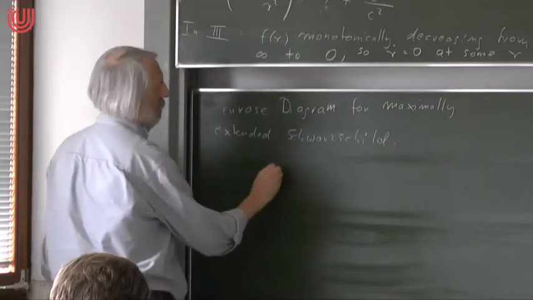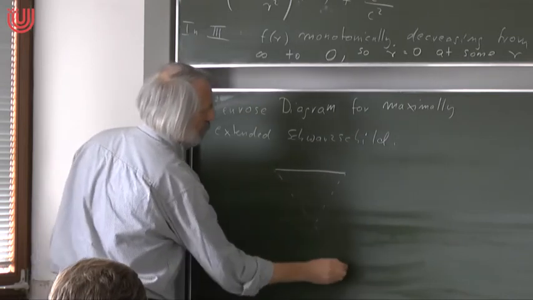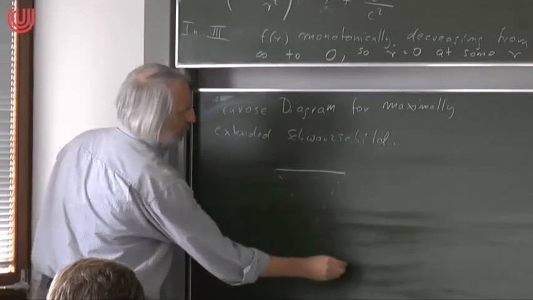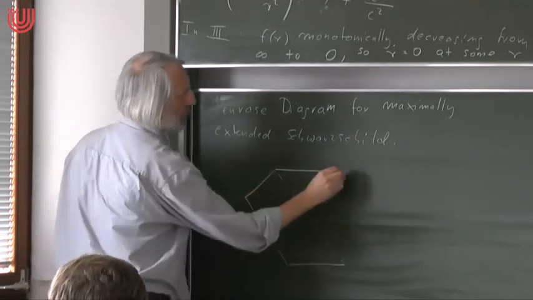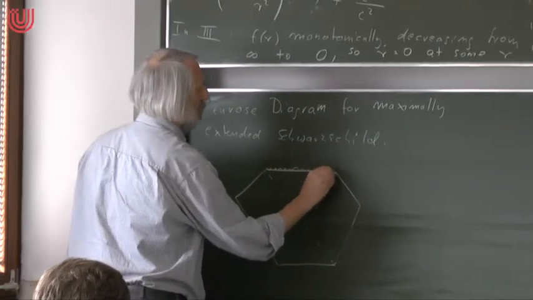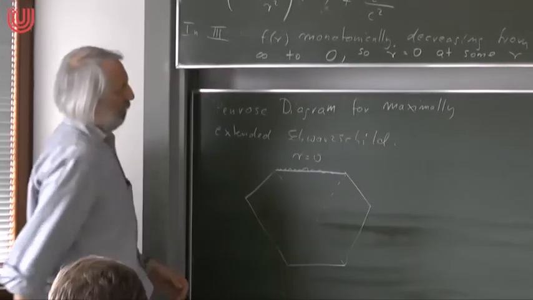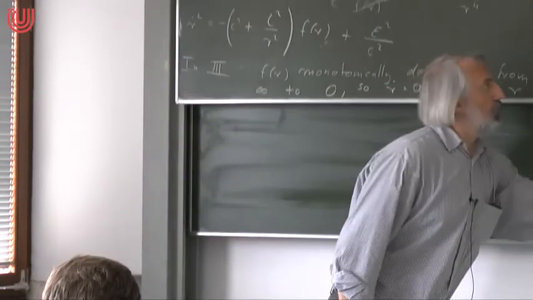Looks like that. You have here the two horizons. Here the two singularities. And then you have the boundary. So this is a singularity, r equals 0. That's a black hole singularity.